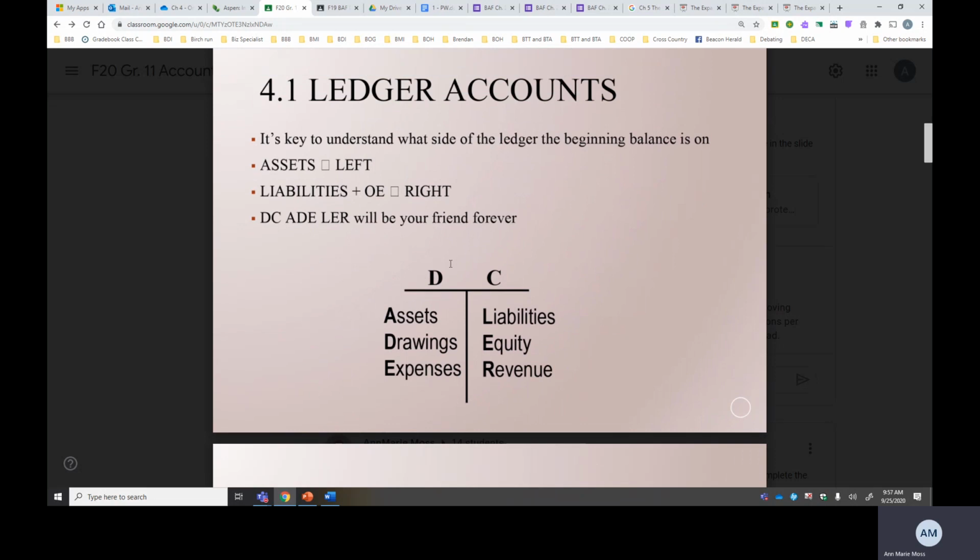It's key to understand what side of the ledger the beginning balance is on. Assets are on the left; liabilities and owner's equity have a beginning balance on the right. On the first day, we went over D.C. Adler, who will be your friend forever. What D.C. Adler means is that all of the assets, drawings, and expenses have a normal balance on the left side, which is the debit side. Liabilities, equity, and revenue have a normal balance on the right side, which is the credit side.